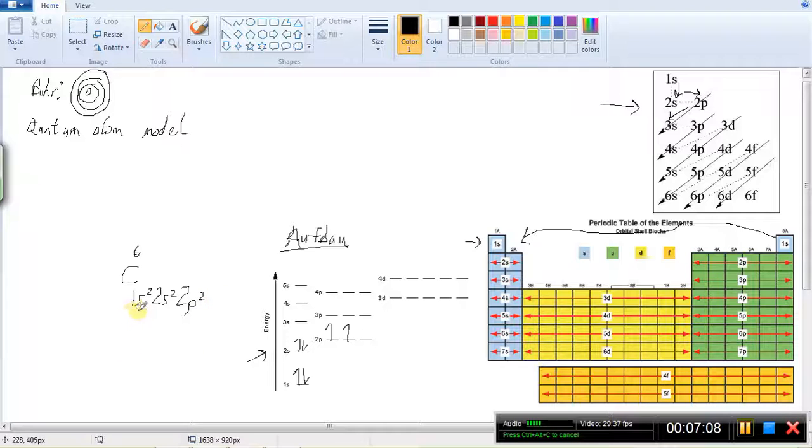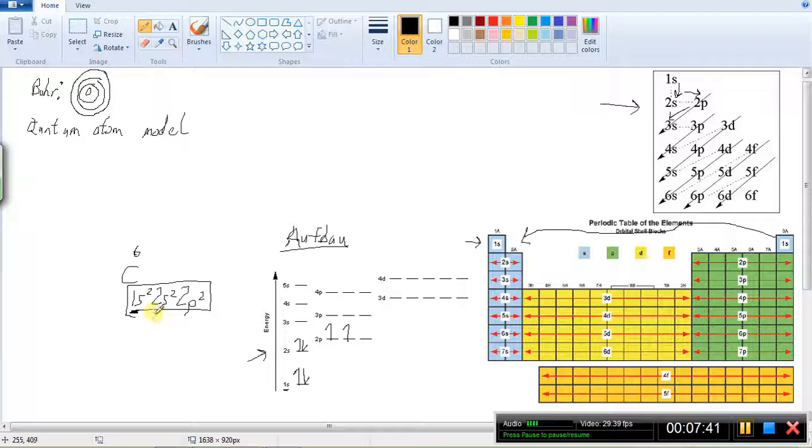So 1s, this is the orbital, right? That's the name of the orbital, 1s, and then the superscript is not squared. This is not squared. We say 2. It's the number of electrons that's in that orbital. So the 1s orbital, 2 electrons. The 2s orbital, 2 electrons. The 2p orbital, here we can have up to 6, but right now we only have 2. So this is how you would write out the electron configuration for carbon.